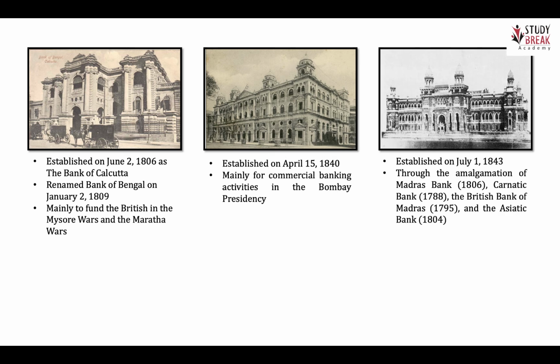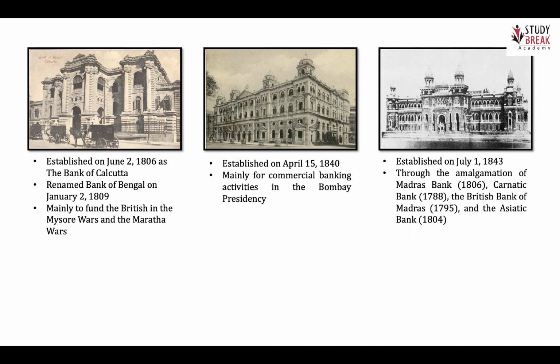In the Madras presidency, banks were conceived from a long time. For example, you can see the Madras Bank was established in 1806, Carnatic Bank in 1788, the British Bank of Madras in 1795, and the Asiatic Bank in 1804. All these were headquartered in Madras, and all these amalgamated to form the Bank of Madras in 1843.